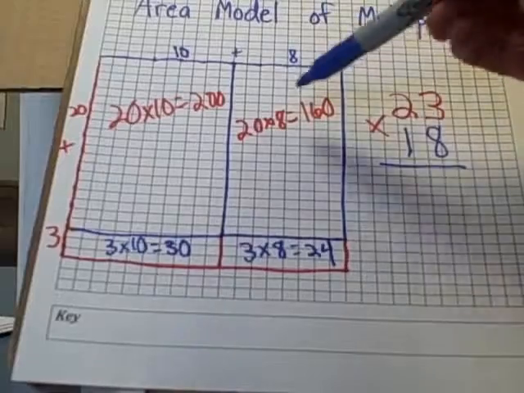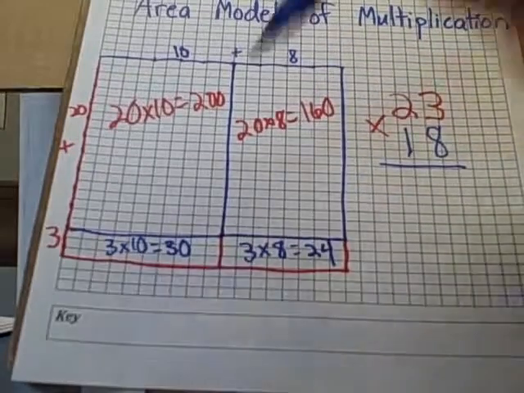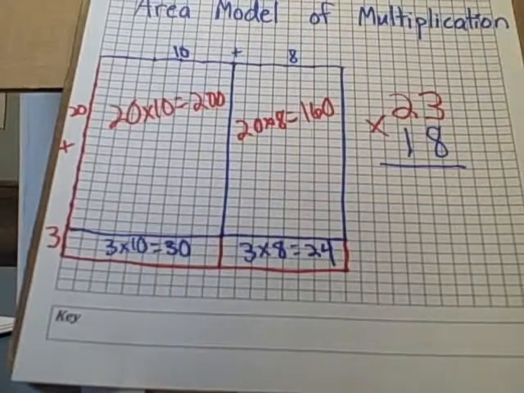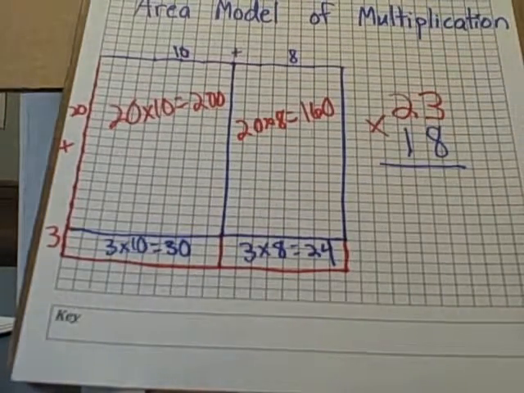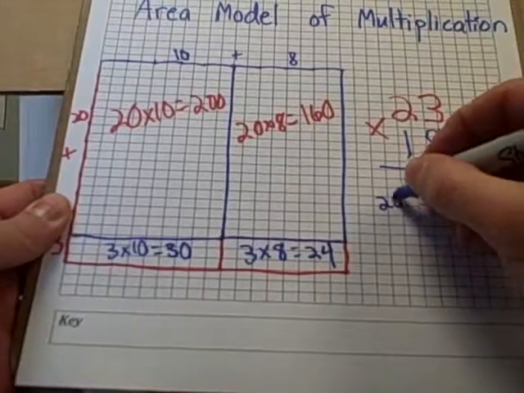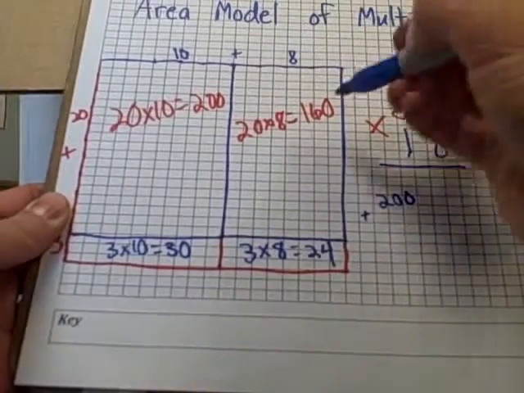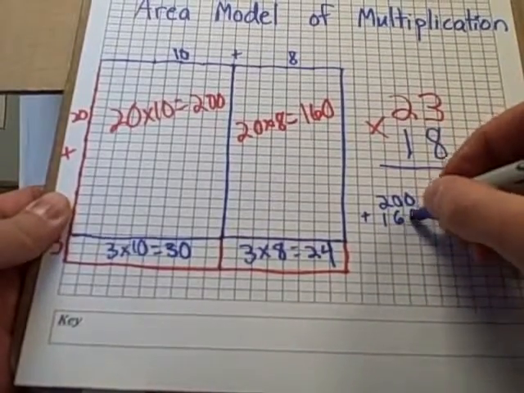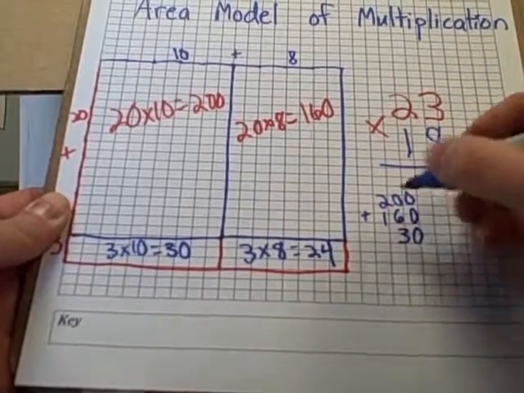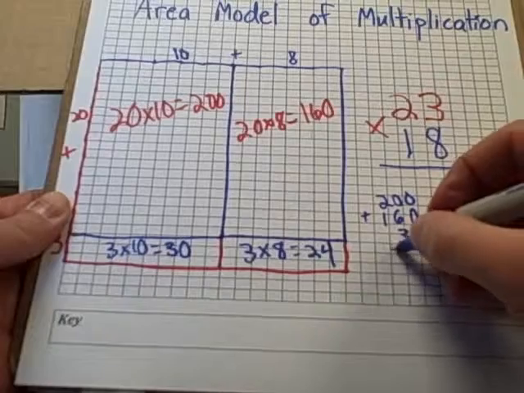20 times 8 units equals 160 square units. 3 times 10 units equals 30 square units. And 3 times 8 units equals 24 square units. Okay, so let's put those all together now. We'll write them on the side: 200 plus 160 plus 30 plus 24.